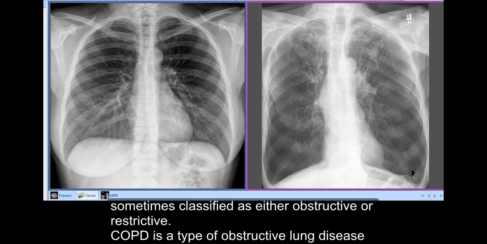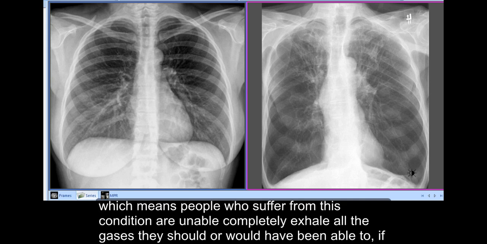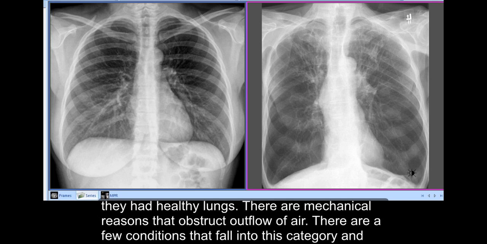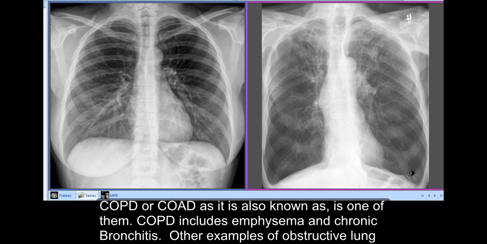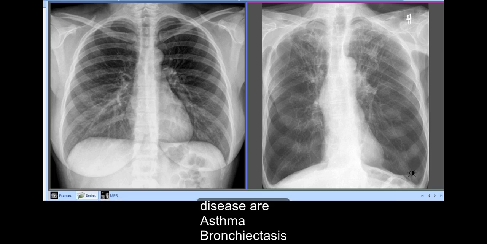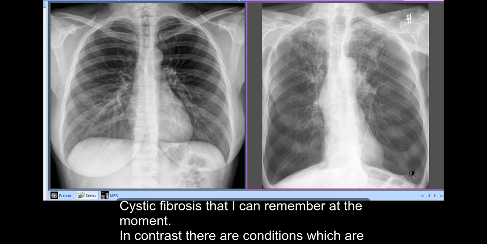COPD is a type of obstructive lung disease, which means people who suffer from this condition are unable to completely exhale all the gases they should or would have been able to if they had healthy lungs. There are mechanical reasons that obstruct outflow of air. There are a few conditions that fall into this category, and COPD or COAD, as it is also known, is one of them. COPD includes emphysema and chronic bronchitis. Other examples of obstructive lung disease are asthma, bronchiectasis, and cystic fibrosis that I can remember at the moment.